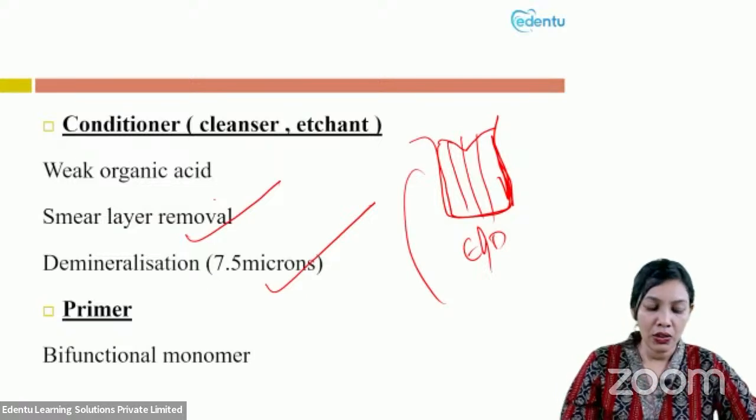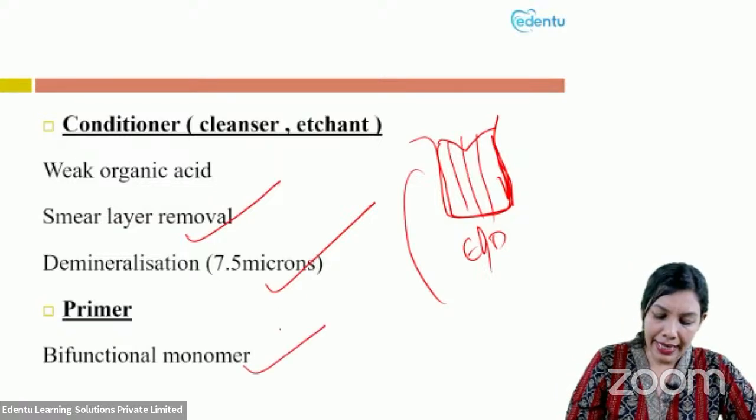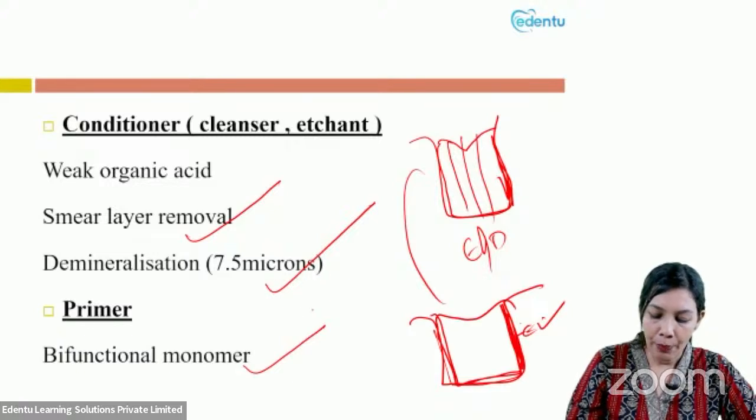Hope you understood. So what is a primer? Next, see the cavity inside this. We'll be doing an etching. We'll be washing it out. And after that, we'll be applying a bonding agent. And on top of that, we'll be applying a composite.